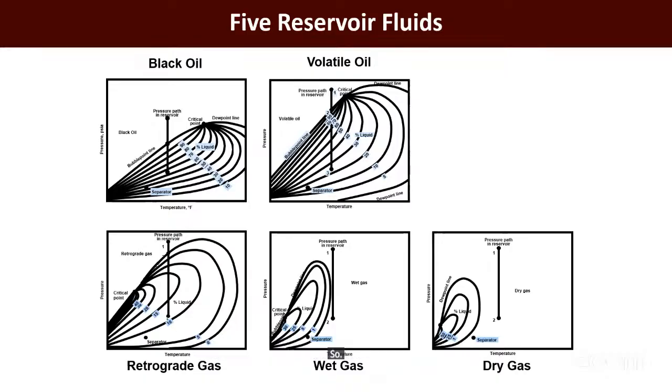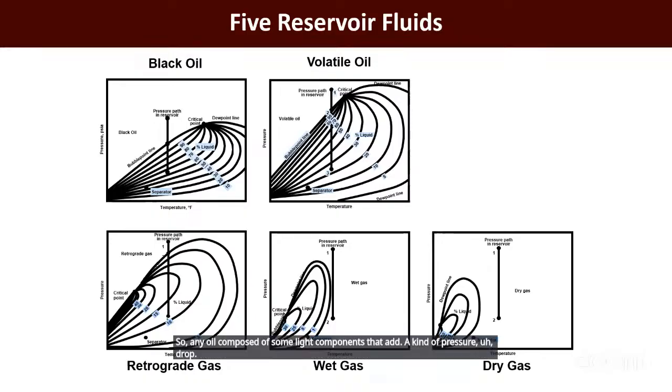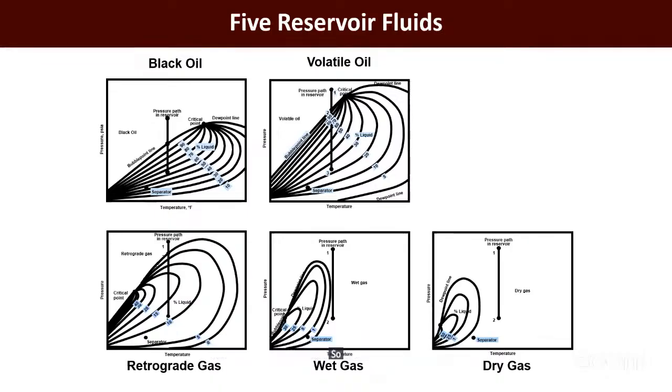So any oil is composed of some light components that, at a certain pressure drop, start to come out of the solution of the oil and become free. So the light components leave the oil, keeping the heavy components, and it's a gradual process. So in the dead oil, which is not in here, we have very low gas. It's considered non-gas associated oil. Here we have five reservoir fluids.